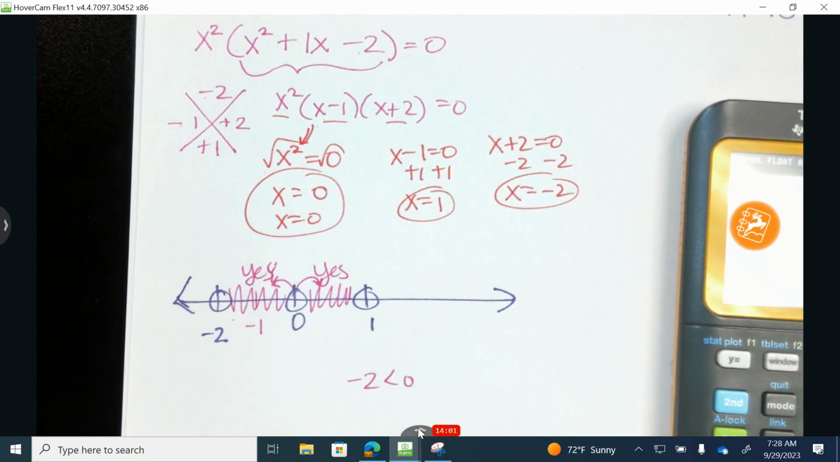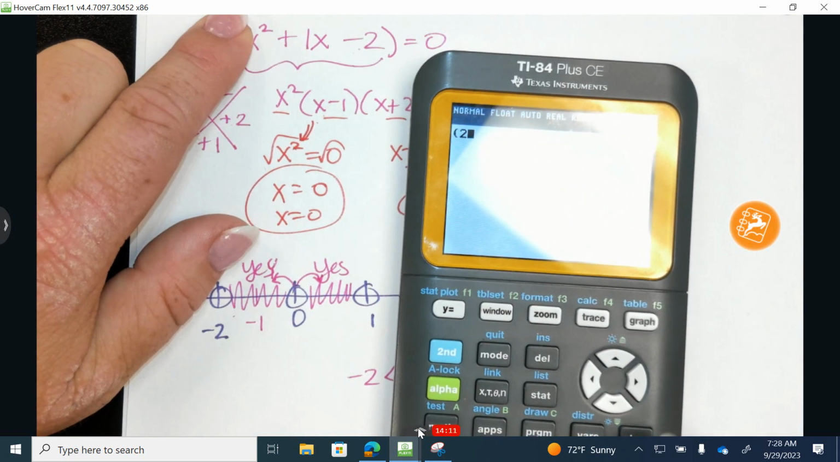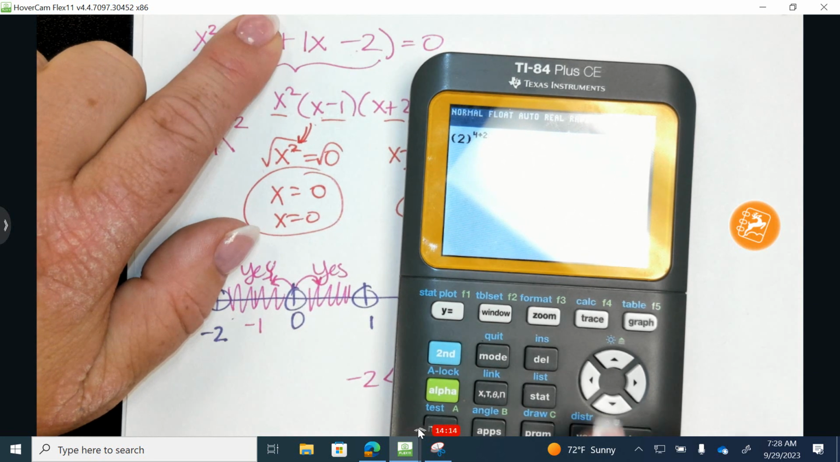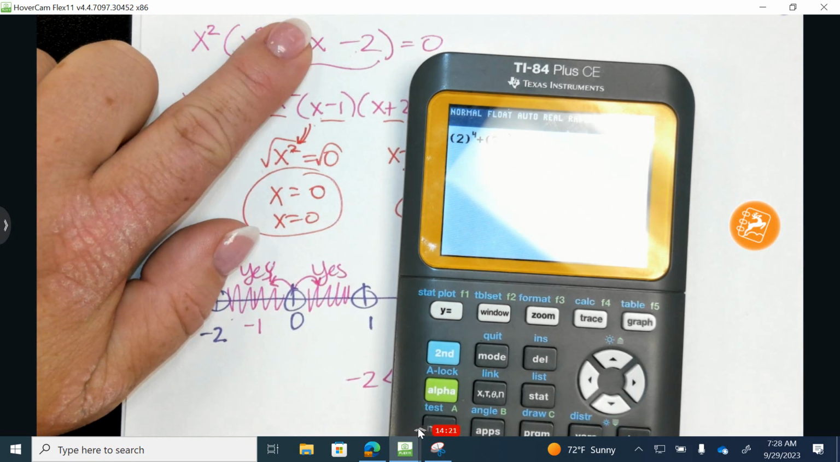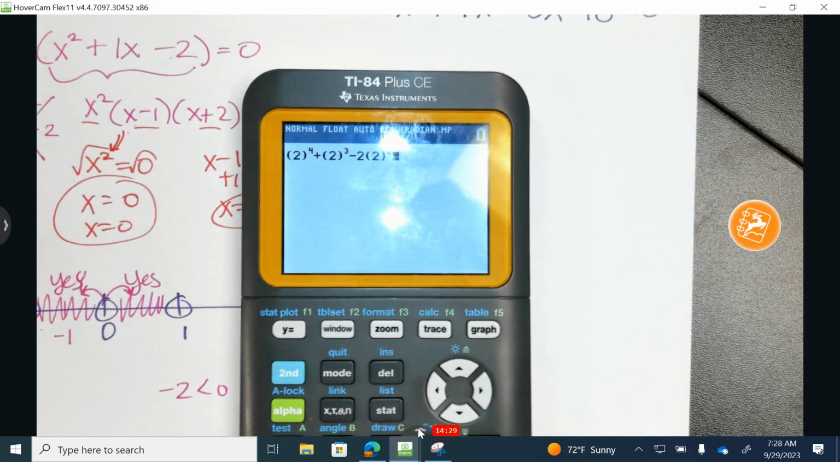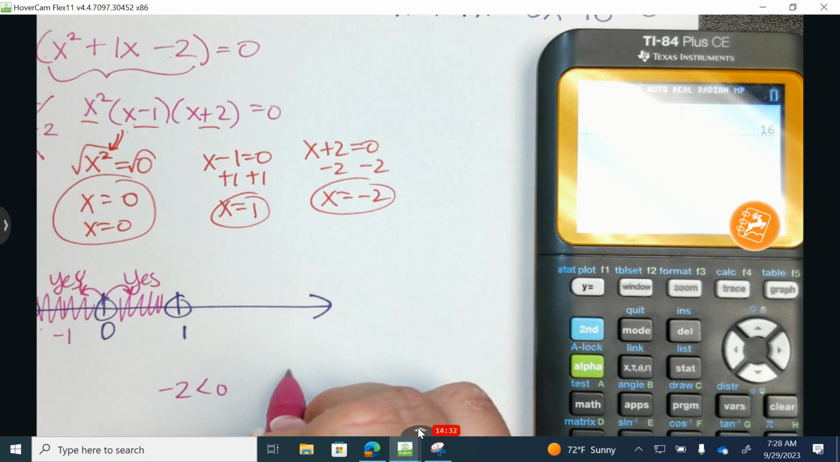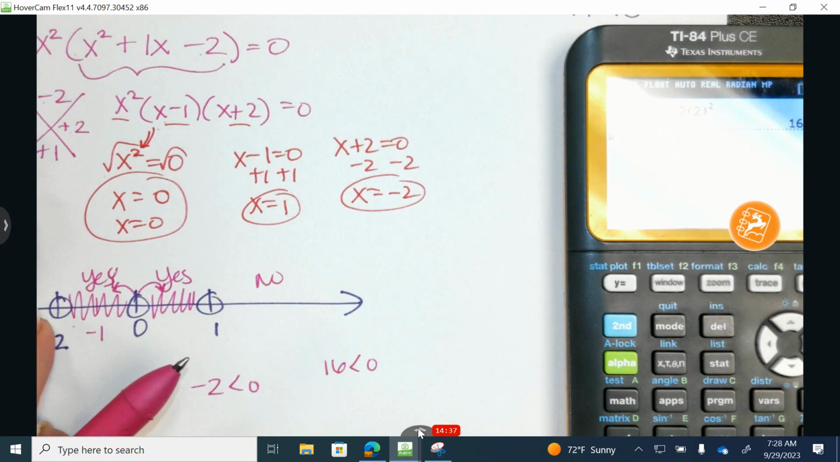Now it still should alternate, but let's check just to make sure. So what would be an easy number to the right of 1? It would be like 2 or 3 or 4, right? Let's grab a calculator, which you guys have at home, and let's just make sure this is true. If I plug in 2 to the 4th, plus 2 to the 3rd, subtract 2 times 2 squared, I'm going to prove that anything to the right of 1 will not make sense. So I plug this in, I got an answer of 16, I rewrite it. Is 16 less than 0? No, that's not true. That's a no, and this should be a no as well, but we're going to prove it to you.